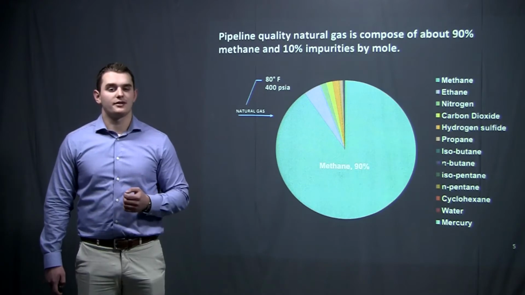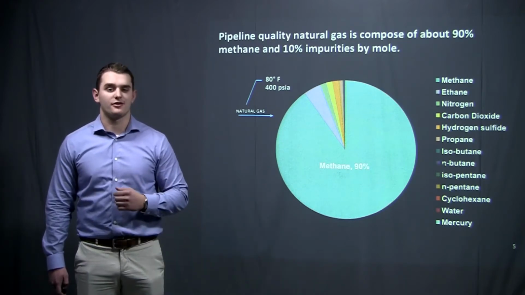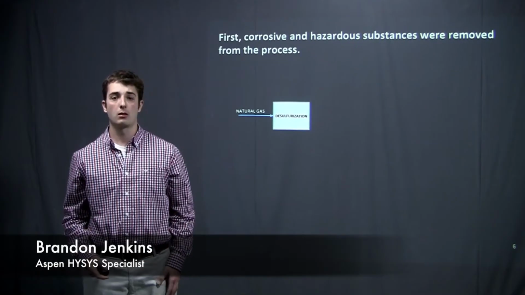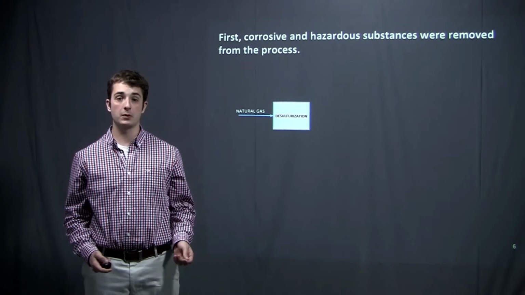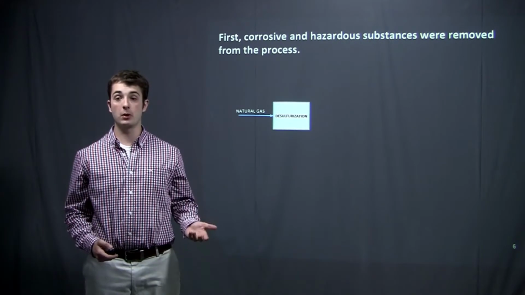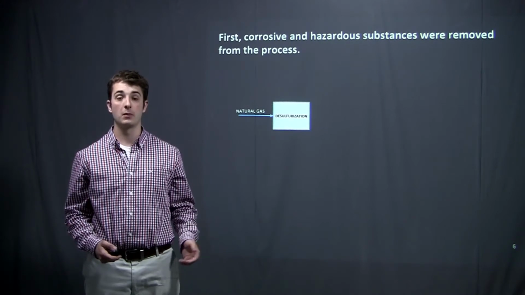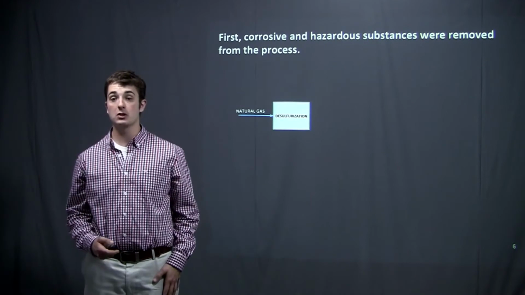So now my teammate Brendan Jenkins will go through how we convert this feed stream into methanol. Hello, so as Logan said, we have to start removing some of the impurities from our feed stream. And the first impurities we're going to look at are those that will corrode our process units later downstream. So our first unit, as we can see above, is a desulfurization unit.